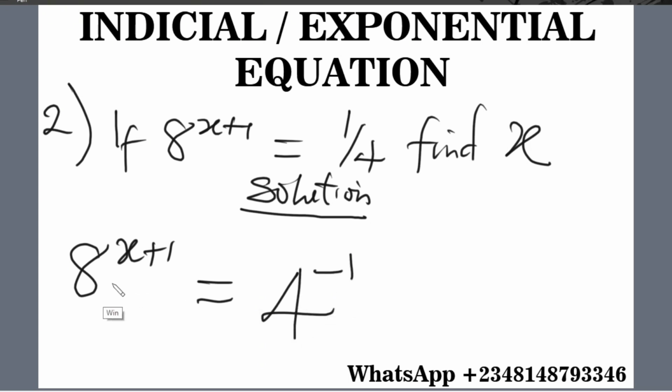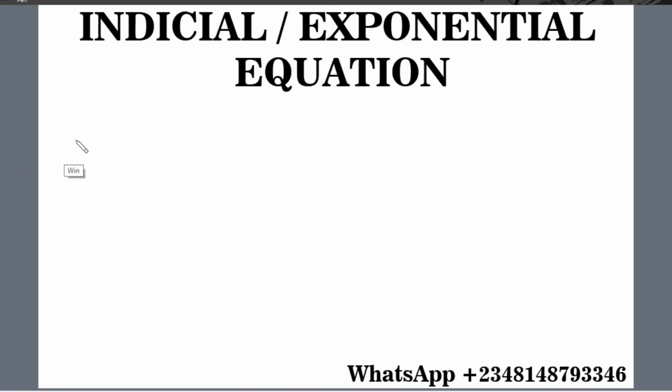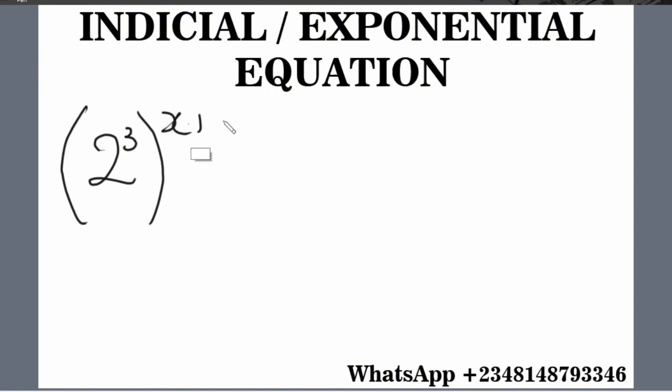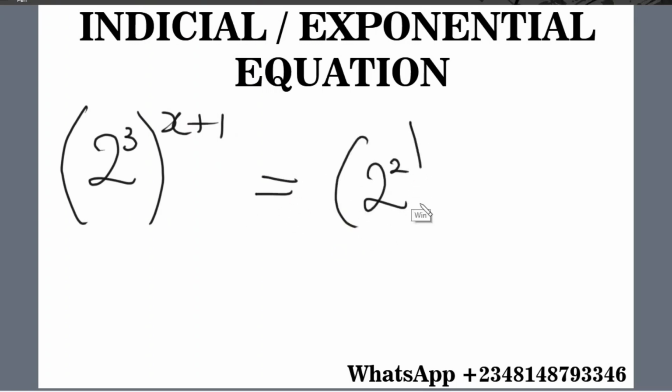The next task is to change 8 and 4 to base 2. So if we convert 8 and 4 to base 2, we would have (2 raised to the power 3), all raised to the power x plus 1 equals (2 raised to the power 2), raised to the power negative 1. 2 raised to the power 3 equals 8 because 2 multiplied by itself 3 times gives us 8. And then 2 multiplied by itself 2 times gives us 4.